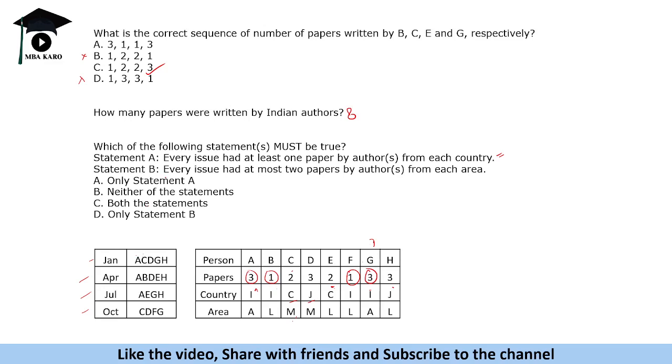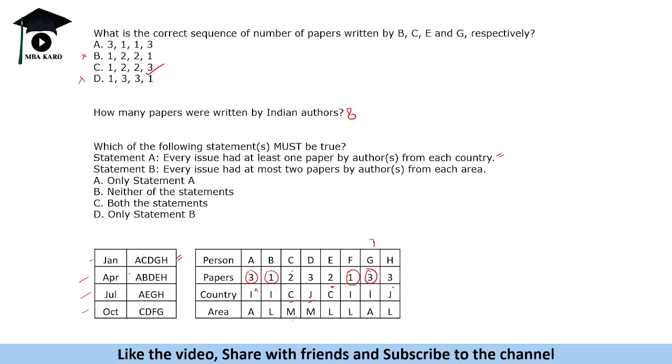What does it say? It says that every issue had at most two papers by authors from each area. Okay, so we will have to see. A is from automation, and then C is from manufacturing, D is again from manufacturing. So at most two is satisfied. Then G and H. So yes, this looks fine. So basically, it says we should not have three from any of the areas.